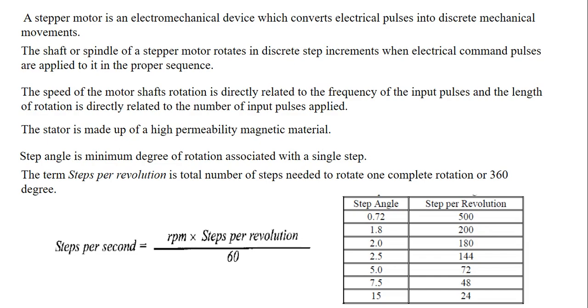Here I have given one table. If the step angle, meaning the displacement of the rotor, is 0.72, it will take 500 steps to complete one revolution. If you take a 15 degree angle, the last one, it will take 24 steps to complete one revolution. If the step angle is smaller, the number of steps per revolution will increase.